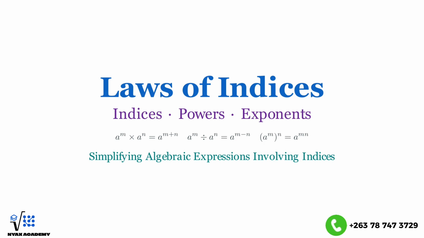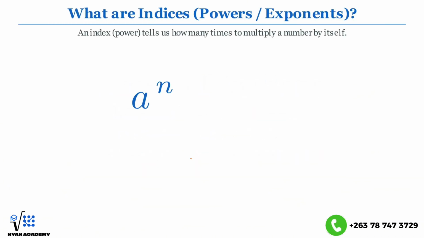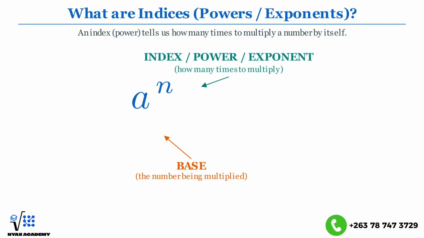So chekutanga, index or power chii? This is how many times we need to multiply a number by itself, and it is in the form of a to the power of n, where a is our base number yatiri kumultiplier, and n is tikufanira kumultiply number yedu how many times.